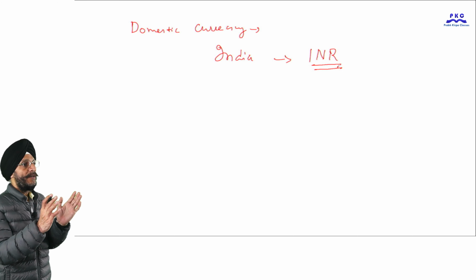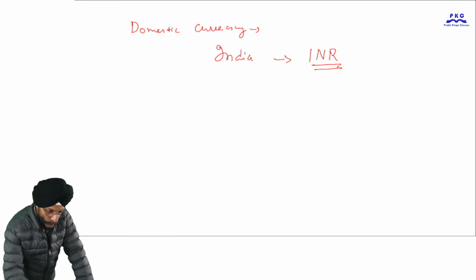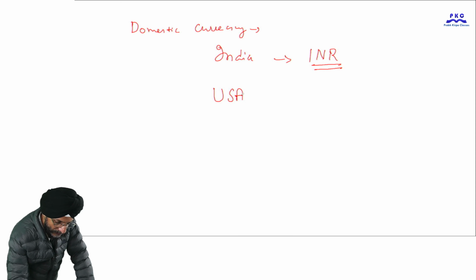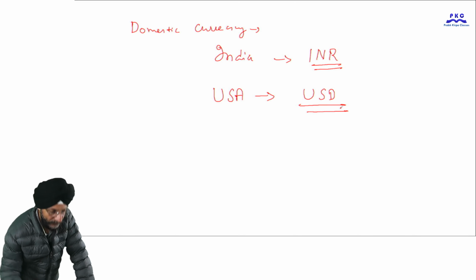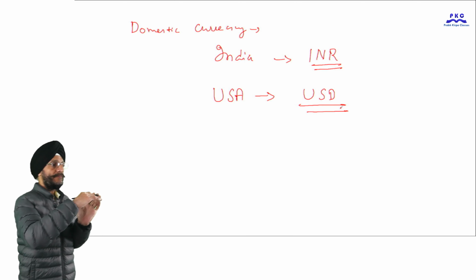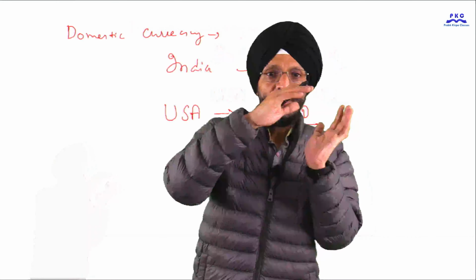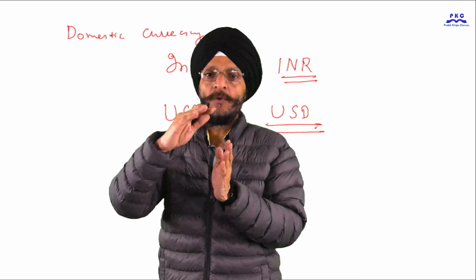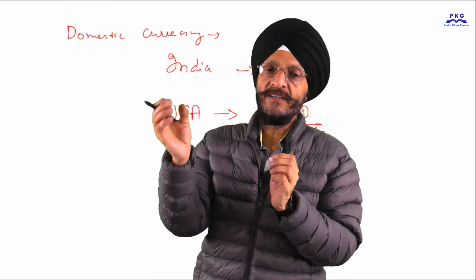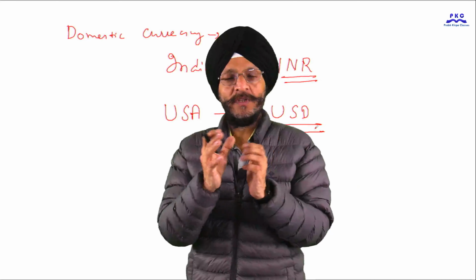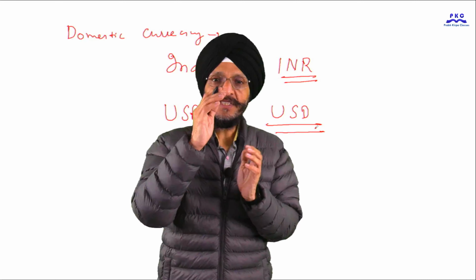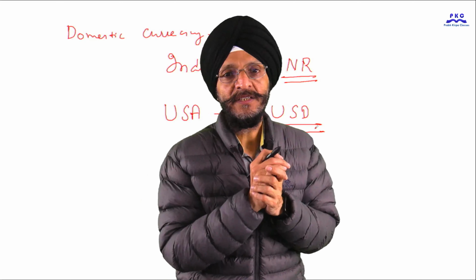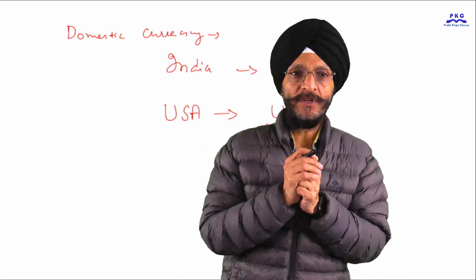If I was living in, say, USA, then the domestic currency would have been the US dollar. So in this way, the domestic currency differs from country to country. Each country has its own currency. Any currency other than the domestic currency is known as foreign currency.